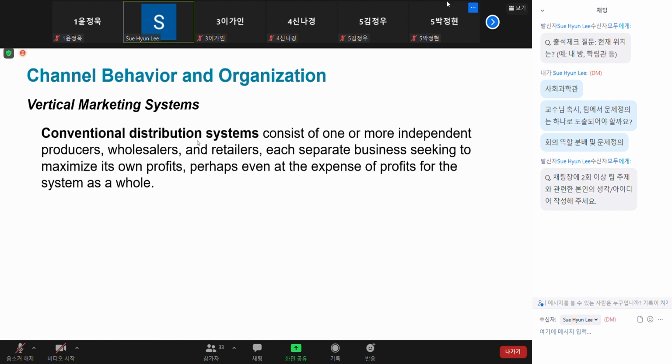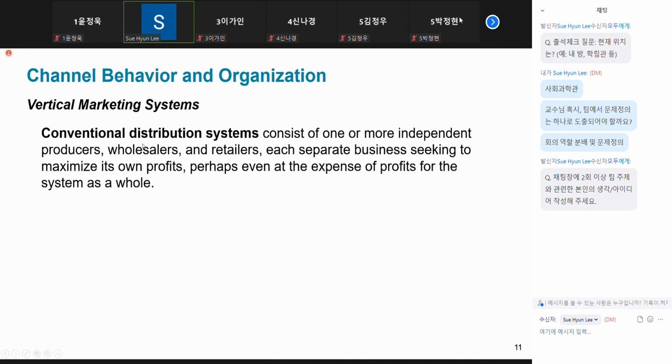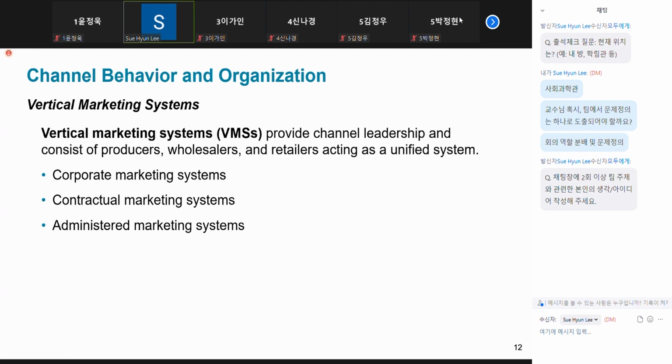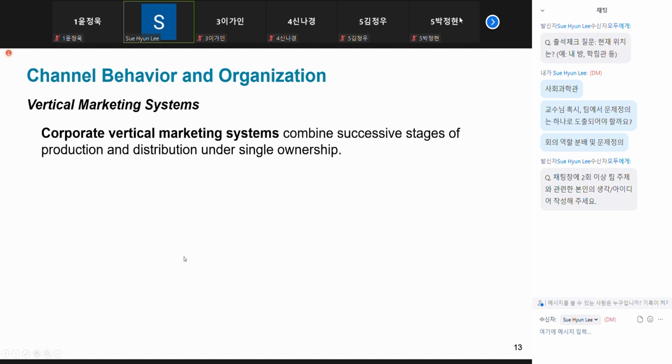Historically, conventional distribution channel systems have lacked leadership and power, often resulting in damaging conflict and poor performance. One of the biggest channel developments over the years has been the emergence of this marketing system that provides channel leadership. Okay? So what is a vertical marketing system? A vertical marketing system consists of producers, wholesalers, and retailers acting as a unified system. Okay, so the VMS can be dominated by the producer, the wholesaler, or the retailer. Okay, so let's see one by one about this vertical marketing system.